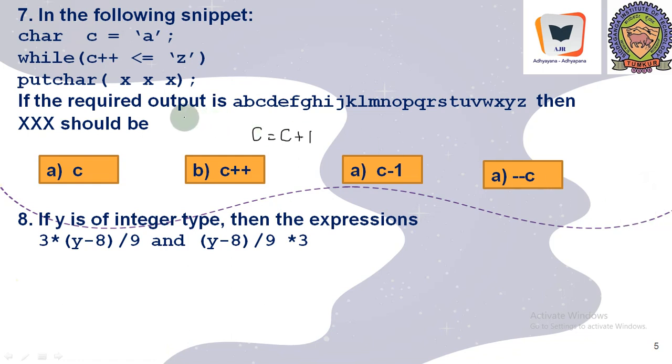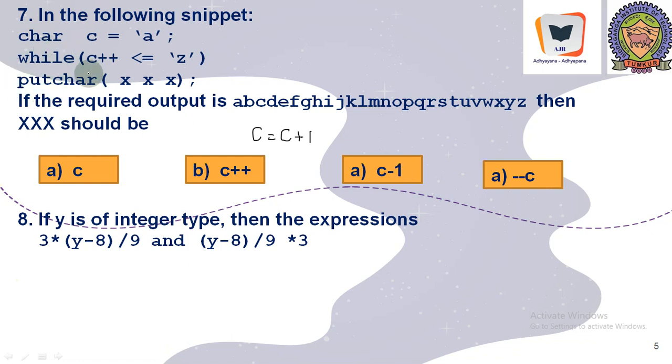Now, what about this minus minus C? So if C is A, C++ will become B. Once again, it will be minus minus C, that is C minus 1 equal to C. So B minus 1 equal to A. So every time it becomes A only, you can verify that. So the entire scheme, because it is always lesser than Z, and every time the while loop is true, it prints this. Therefore, the entire screen will be flooded with A, and we need to stop it by pressing pause, break, or scroll lock. Therefore, the answer is C minus 1.